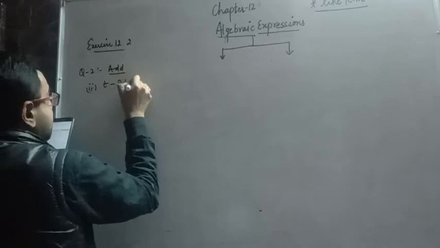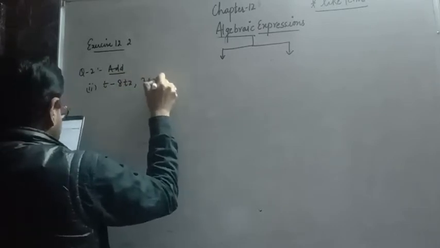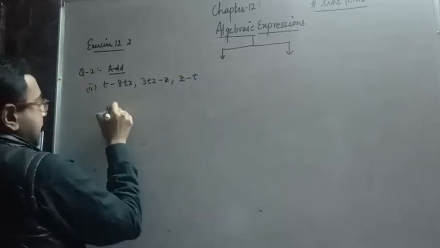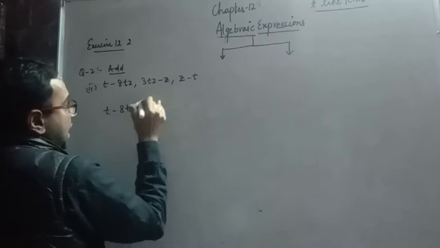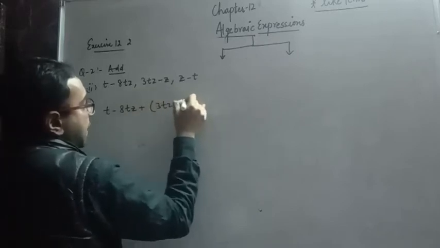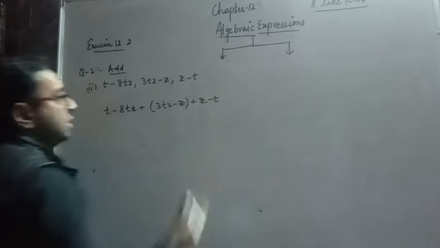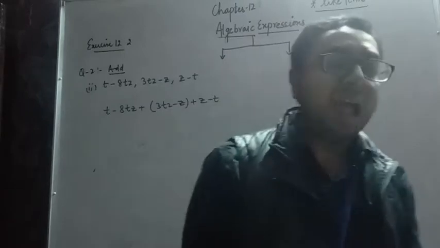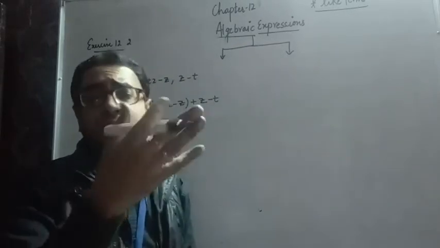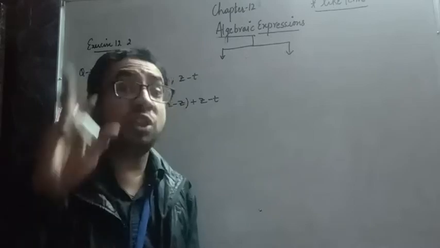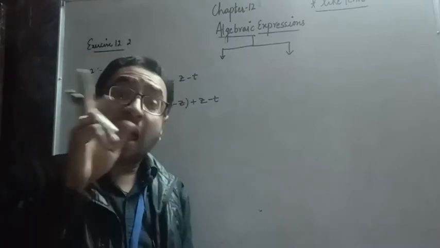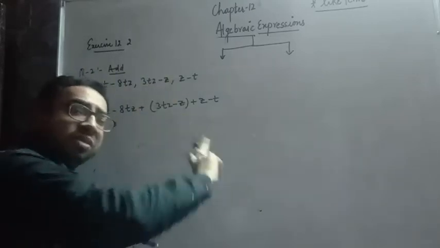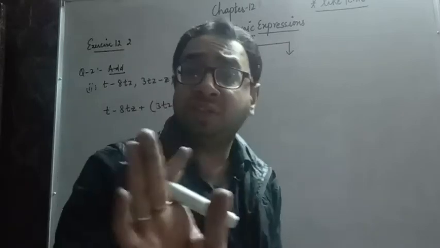t, 8tz, 3tz minus z minus t. We have to add, okay? t, 8zt plus 3tz minus z plus z minus t. In this case, we need not put the bracket. Why? Because we have to add. See, if we are writing, addition sign will not change. Addition will not change the sign. Subtraction changes the sign, because minus minus plus and plus minus is minus. But in case of addition, if it's minus, it will remain minus. If it's plus, it will remain plus only. There is no change. Hence, no need to write.